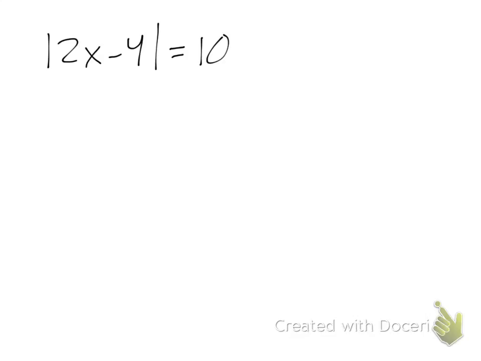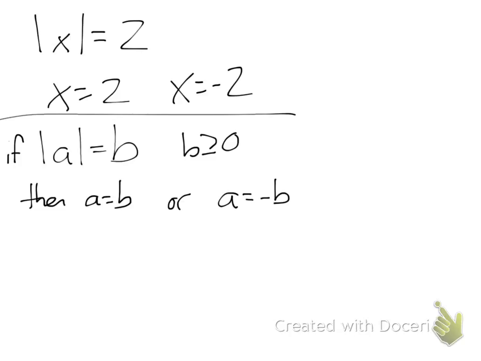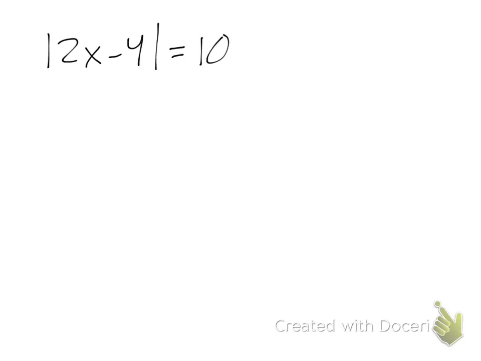So this goes back to this slide, and I have to use this idea. Something inside an absolute value equals a number on the outside. That means the thing inside the absolute value can equal the thing on the outside, and it'll equal the opposite of that outside. Very important you do both. If you don't do both, you only have half the problem.